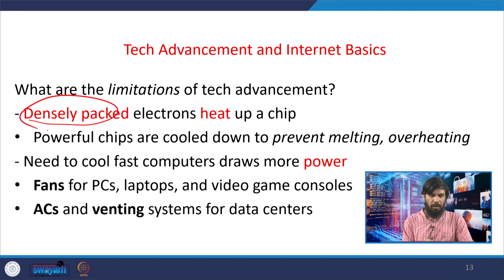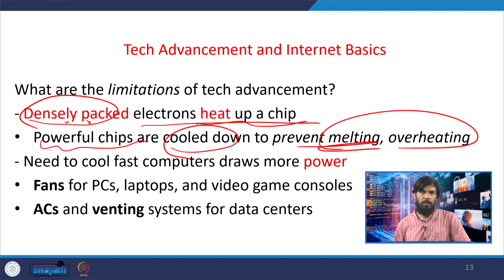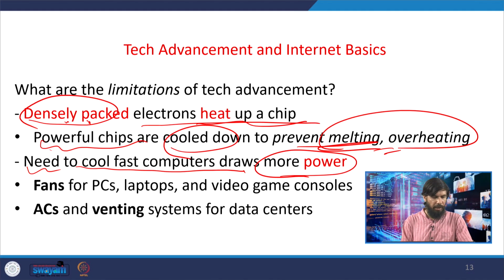Densely packed electrons will heat up the chip. Because of the dense packing, pathways get reduced, and overheating of the chip will happen. These powerful chips need to be cooled down to prevent melting or overheating. There is an additional cost to keep that speedy chip working, and that causes cooling bills, so that the chip does not melt or overheat. Cooling fast computers draws more power, so we have to supply more power for cooling.